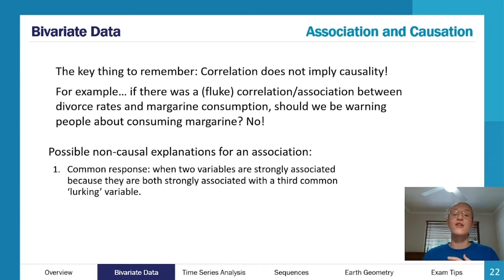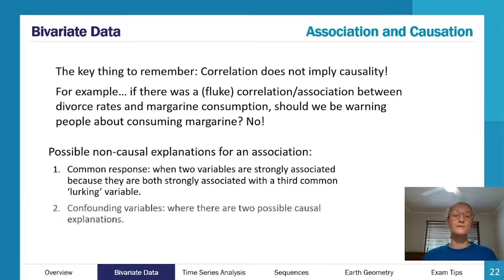There could be a third lurking common response variable, such as the temperature. So in this scenario, the temperature is associated with the number of scarves worn, and the temperature is associated with the number of hot chocolates being sold, because if it's colder, people will wear more scarves and buy more hot chocolates, which has made it seem like scarves and hot chocolates are correlated, but they're actually not. It's actually that lurking variable.